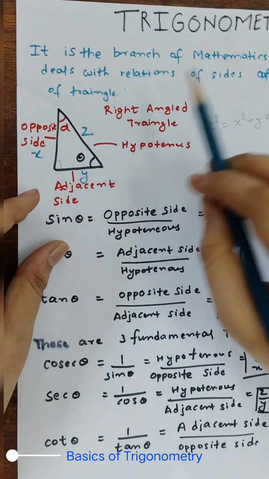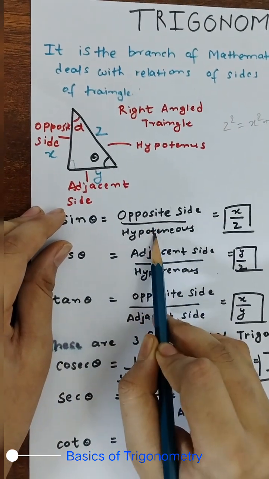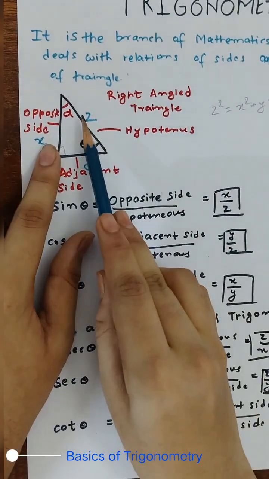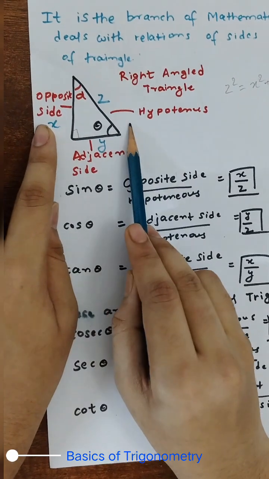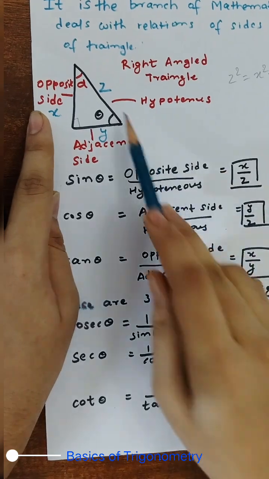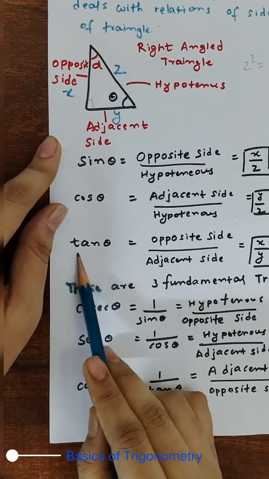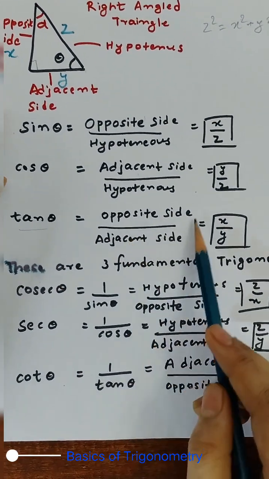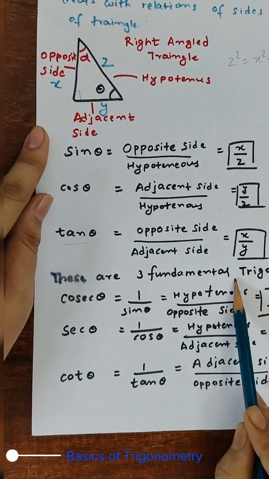Now sine of any angle, sine theta, will be opposite side upon hypotenuse of a right angle triangle. So in this case it will be length x upon length z. Similarly, cos theta or cosine of theta will be adjacent side upon hypotenuse for a right angle triangle, which will be equal to length y upon length z, which is y by z. Similarly, tan theta will be equal to opposite side upon adjacent side, which will be equal to length x upon length y. These are the three fundamental trigonometric ratios.